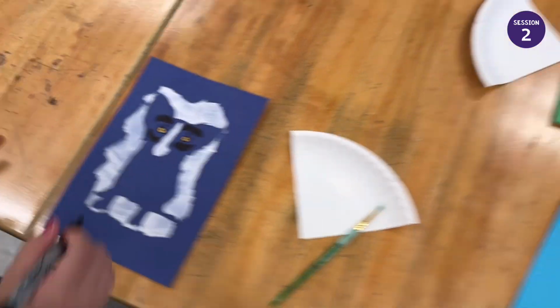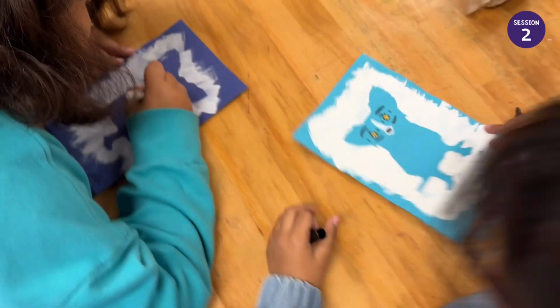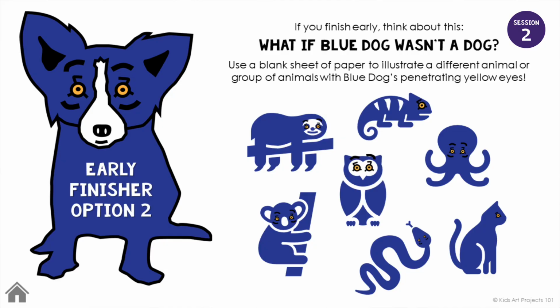That drawing work is detailed and takes kids a second to get through. There is an early finisher option on that session as well. And that one doesn't involve a printable. It's a drawing prompt that just says, what if Blue Dog wasn't a dog? And so there's a bunch of other animals, an octopus, a cat, an owl, and they're blue, but they have those same penetrating yellow eyes.